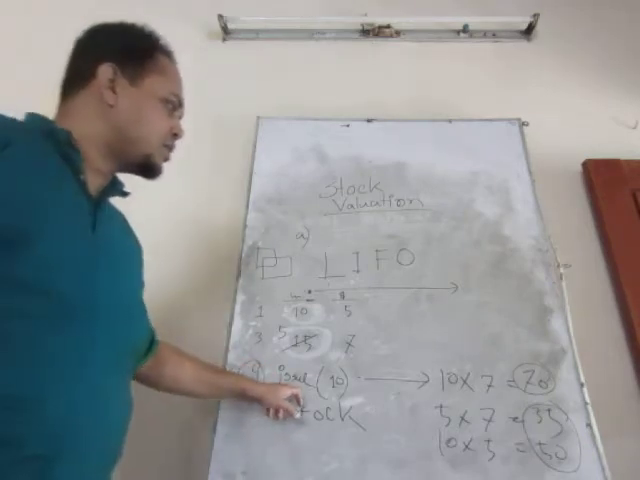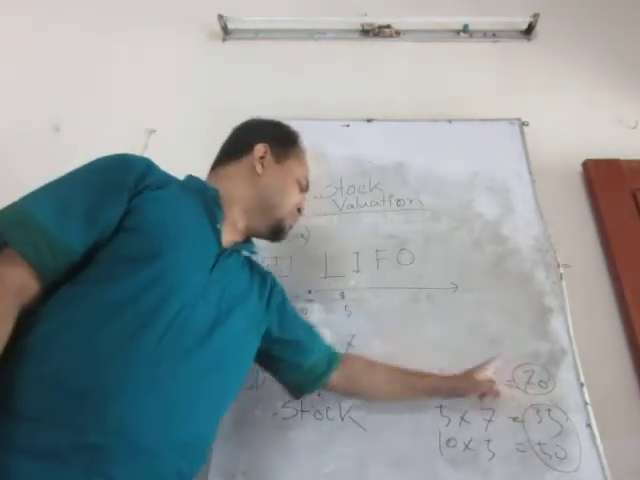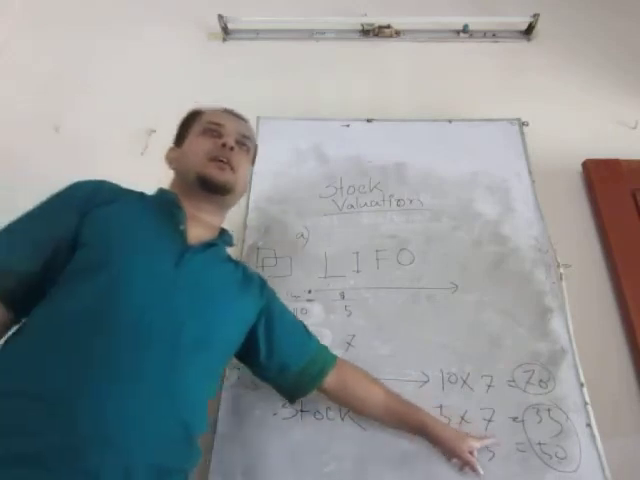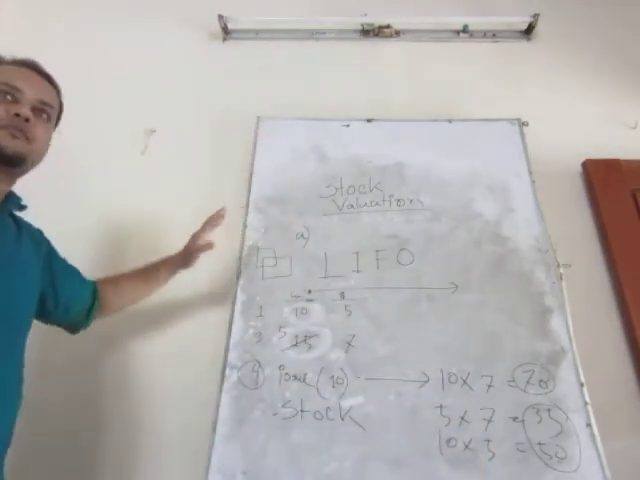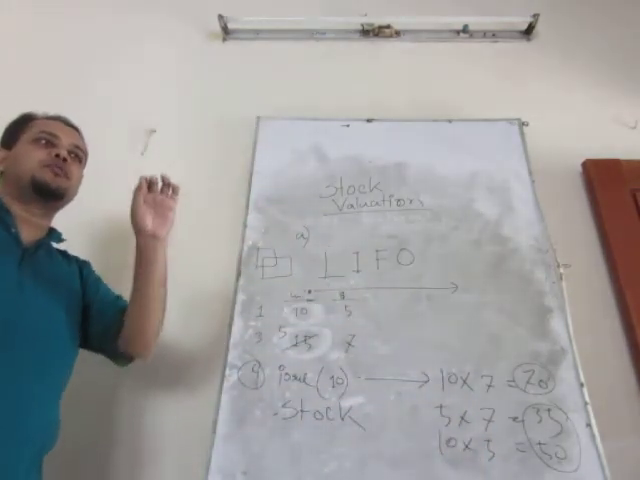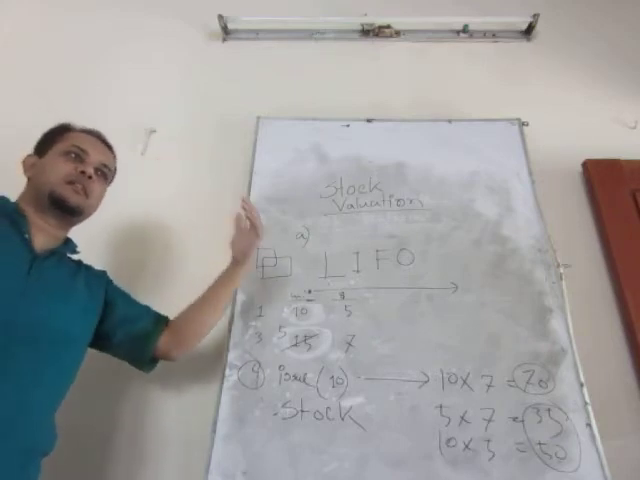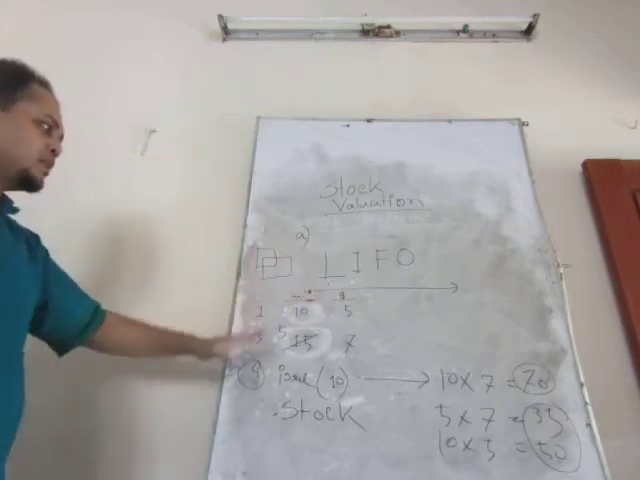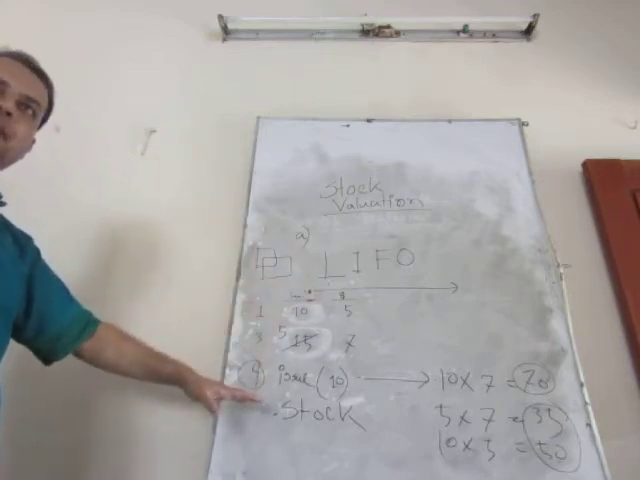So you can find out the cost of your issuing as well as the remaining stock, either by LIFO or FIFO. The question requirement will be provided. You have to find out either LIFO or FIFO. So this is the normal way. Clear?